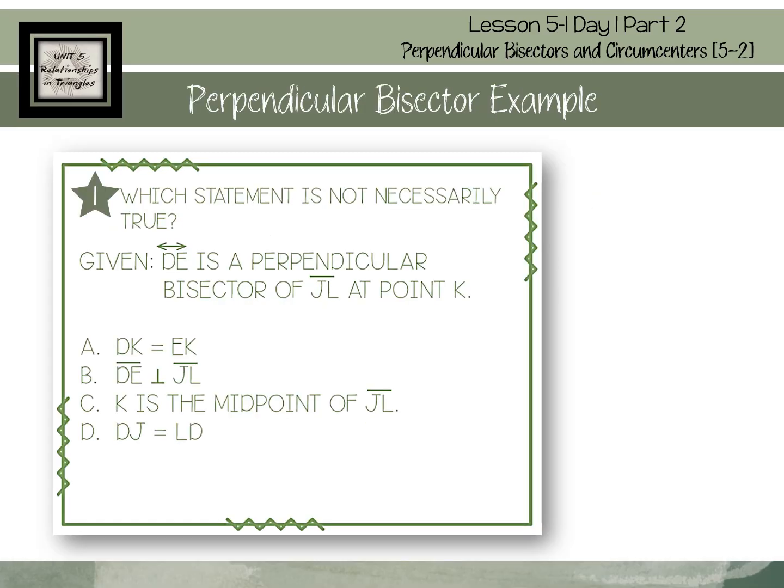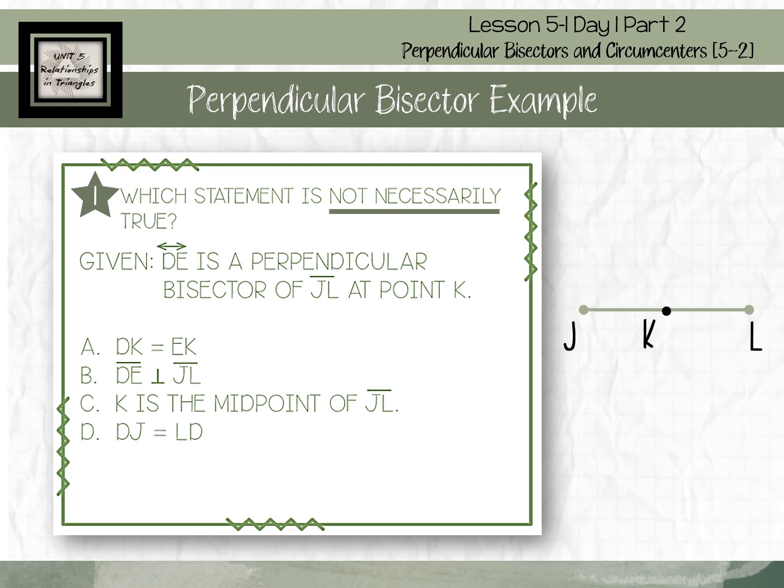Here is a perpendicular bisector example. Which statement is not necessarily true? Okay, a lot of words. Let's put it into a picture because a picture is easier to understand. We have line DE, and they say it's a perpendicular bisector of segment JL. So I would start with segment JL, and it's at point K, which means K is going to be our midpoint. So I just did a sketch there. That segment JL, K I put in the middle as much as I could as a sketch. And those, mark them equal, they're equal. Line DE I drew in is perpendicular to that.